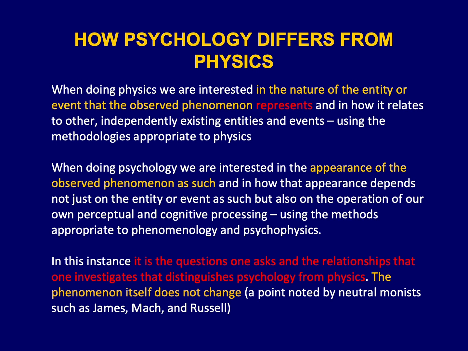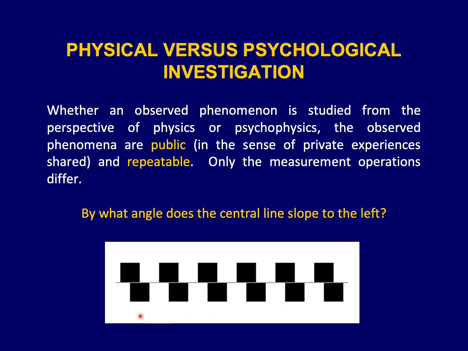The phenomenon itself may not change, and that was a point noted, for example, by the neutral monists, such as William James, Ernst Mach, and Bertrand Russell. We can give an illustration of all that with this simple visual illusion, which one can study from the perspective of either psychology or physics. So psychologists would be interested in the fact that this central line seems to slope down to the left. And if they were studying this illusion, they would ask subjects to take a straight edge and place it outside the figure and line that straight edge so it seems to be parallel to the central line, and in that way they would get the angle of the illusion.